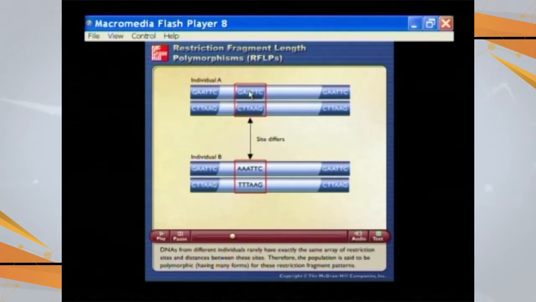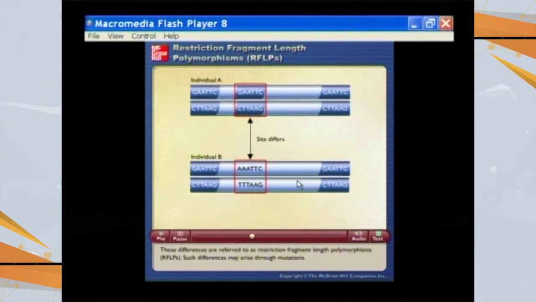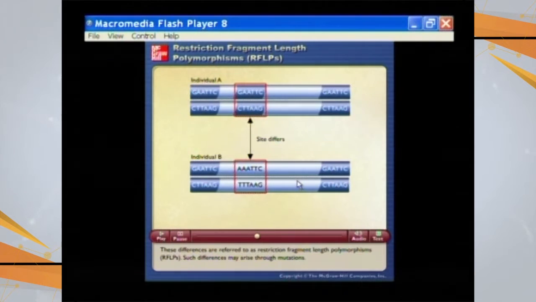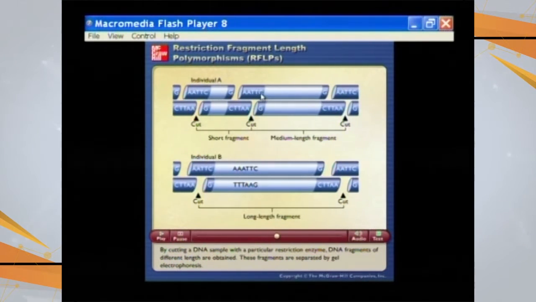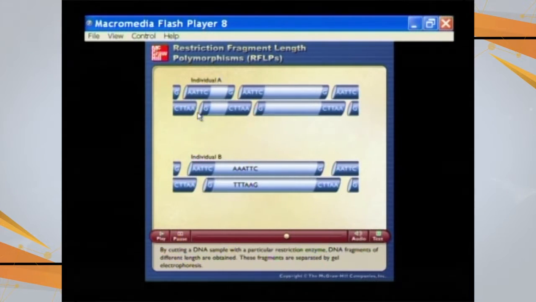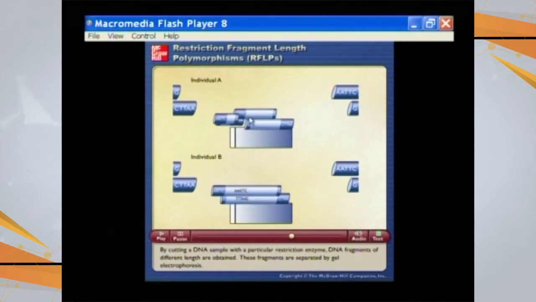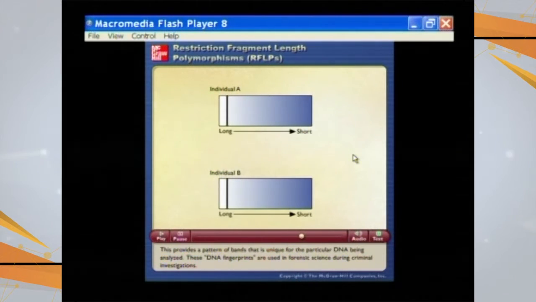Like here, this is one of the restriction sites, and in another individual this is one of the restriction sites. So DNA from different individuals is going to vary in the sequence of these nucleotides, and these differences are referred to as restriction fragment length polymorphism. By cutting the DNA, some of the segments are of very short length, some are of intermediate length, and some are of very large length.